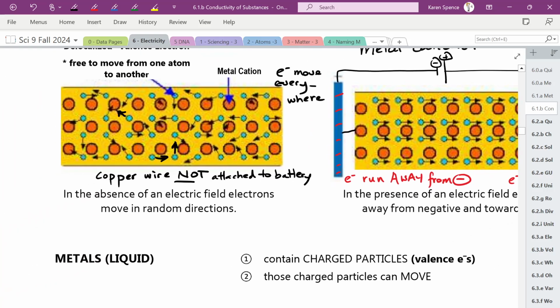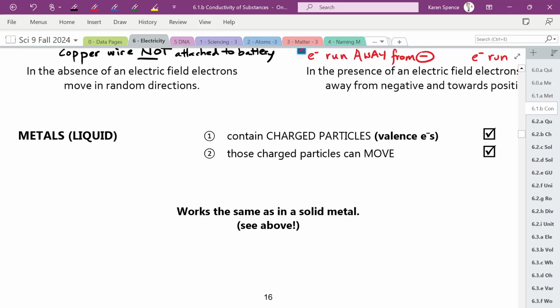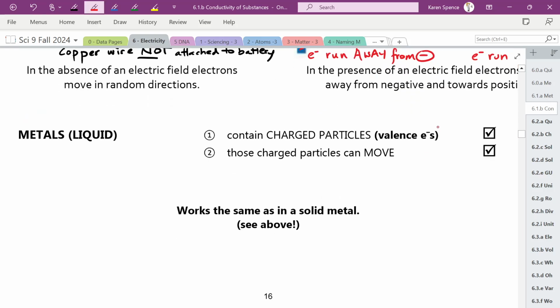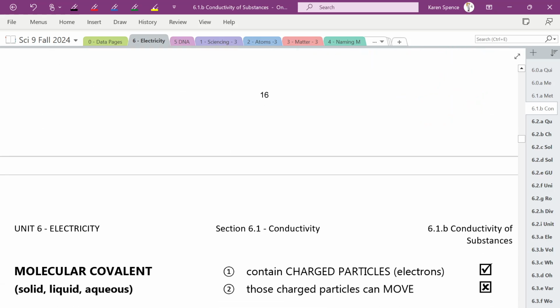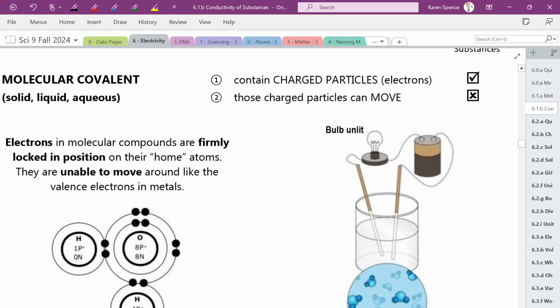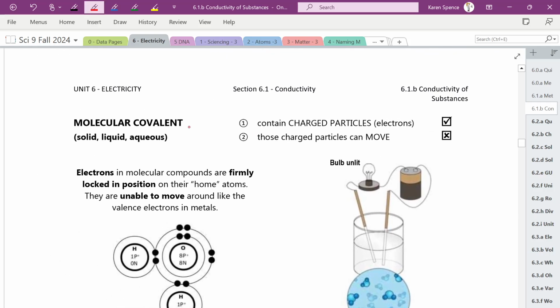Oh my gosh, what have we got here? Metals, liquid. Do they contain charged particles? Yes. Can those particles move? Yes. It would look the same as a solid metal, it's just it would be much less exciting. Molecular, covalent.